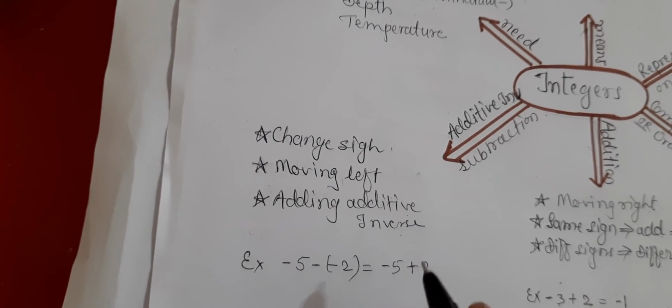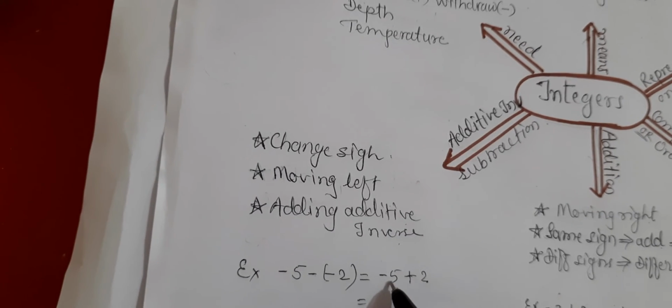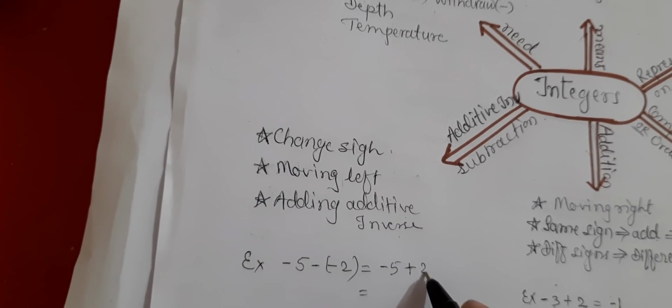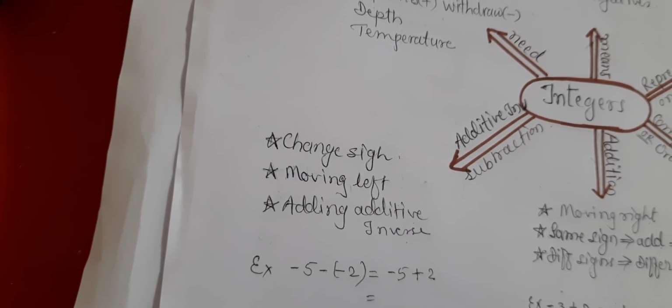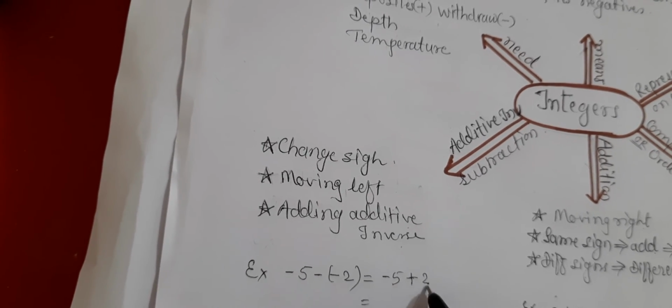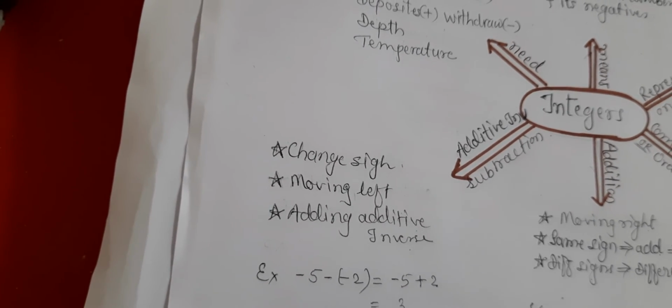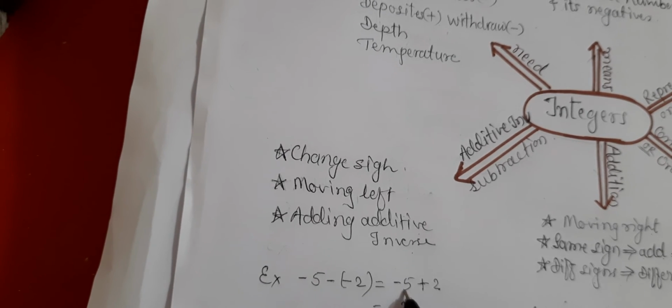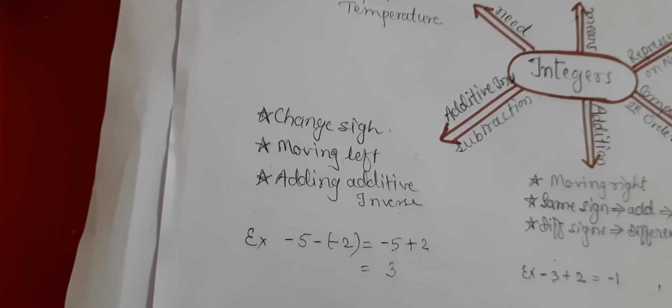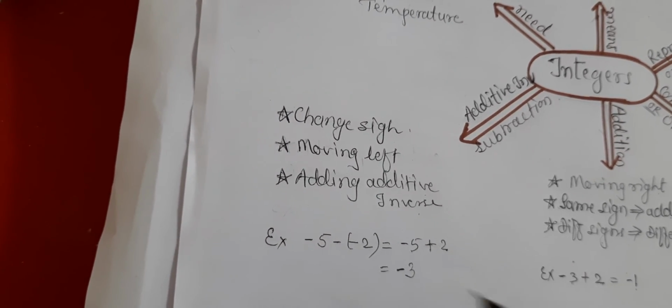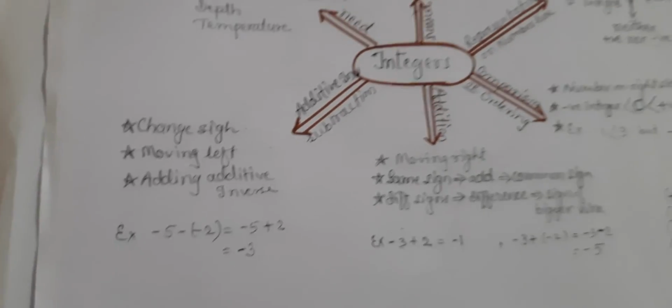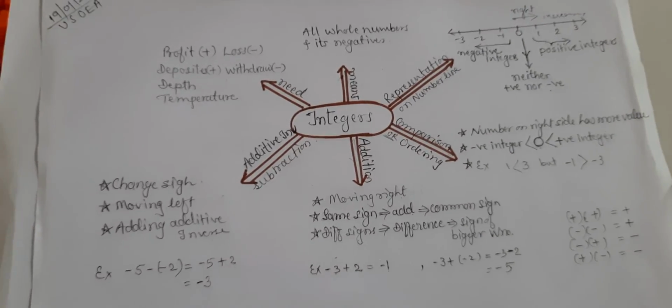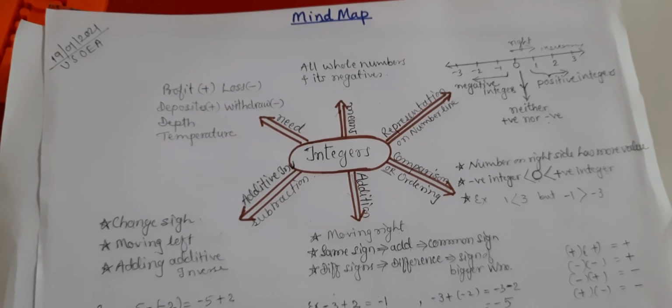Now we can see here that minus 5 plus 2, both have different signs, so we should find the difference. The difference of 5 and 2 is 3. Now from 5 and 2 the bigger number is 5, its sign is negative, and hence we should write minus 3 as the answer. This way you can practice the questions and be prepared for the exam.